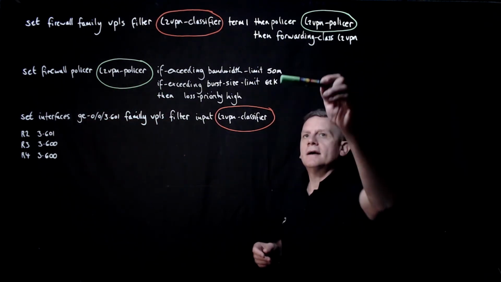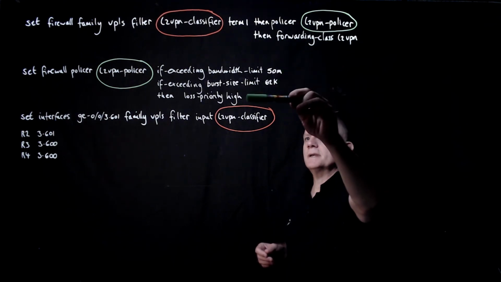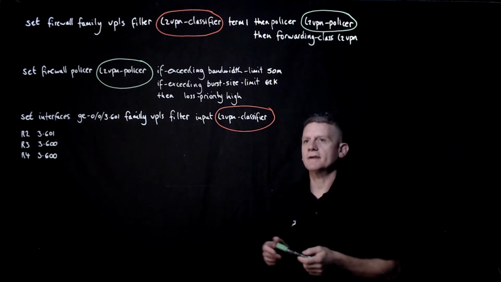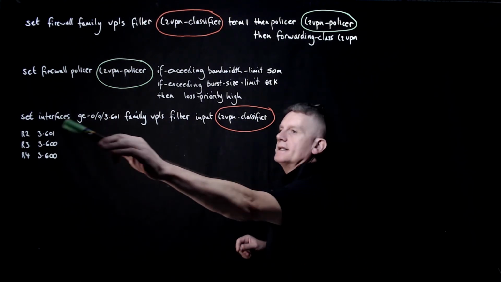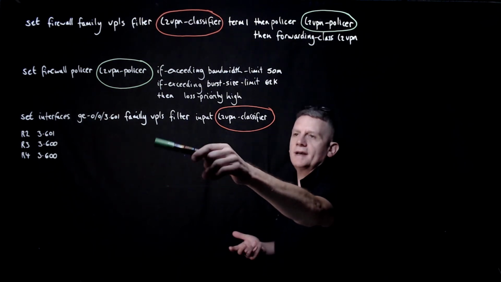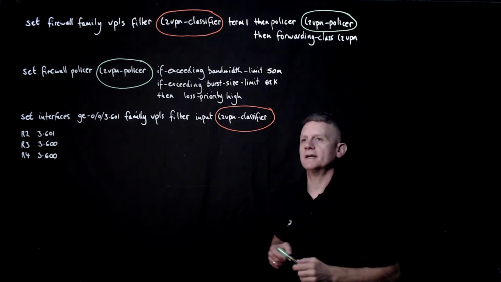And again, this particular policer isn't hard policing, it's soft, because we're going to be setting a loss priority high. We're not actually going to be discarding the traffic directly. And then that goes on the interfaces. Set interfaces, gigabit Ethernet 0/0/3.601, family VPLS, filter, input, and then the classifier.